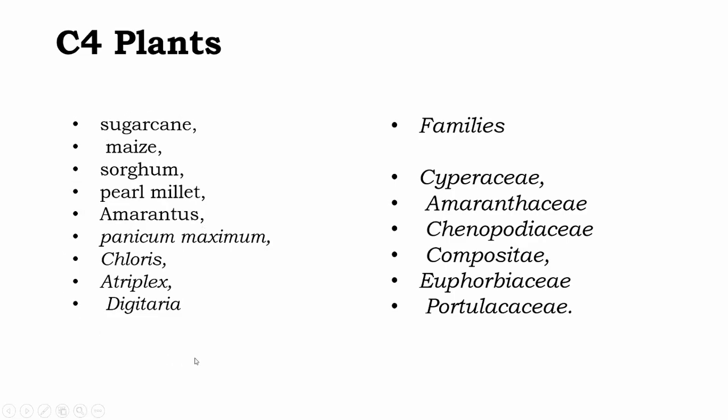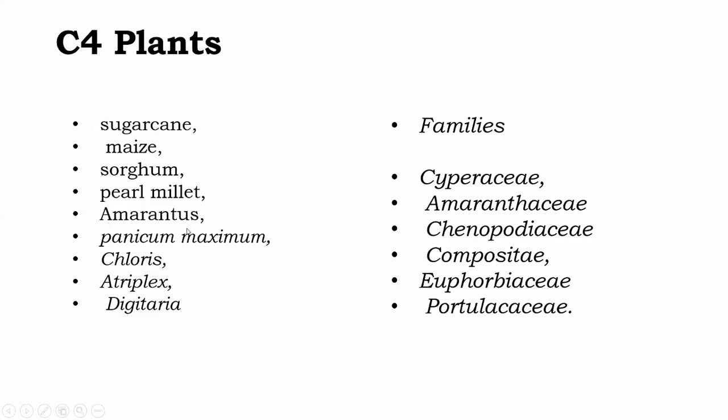Carefully remember: sugarcane, maize, sorghum, pearl millet. You know pearl millet? Have you seen pearl millet? Can anyone say? Kambu. Yes, in Tamil, kambu. Okay. Amaranthus, Panicum, this is thinai. Chloris, Atriplex, Digitaria. These all plants are common in Sri Lanka. Okay, we have C4 plants.